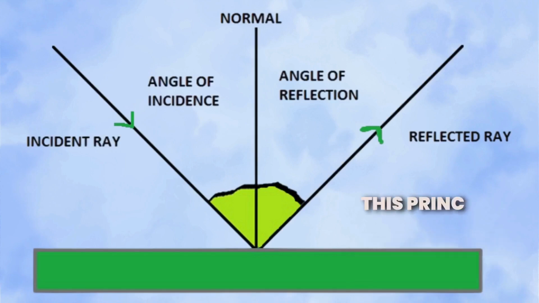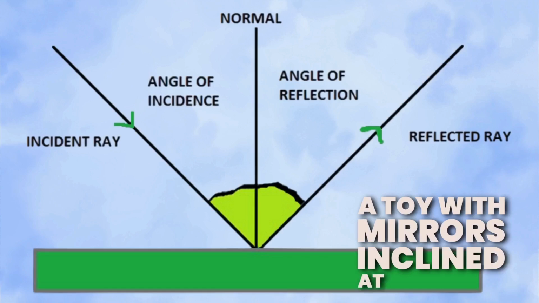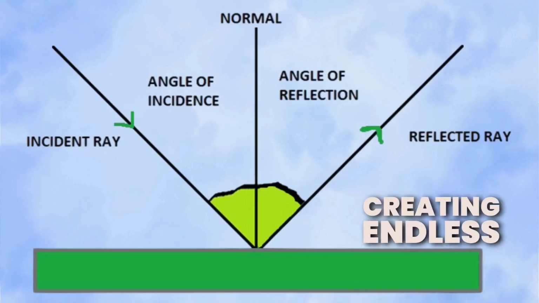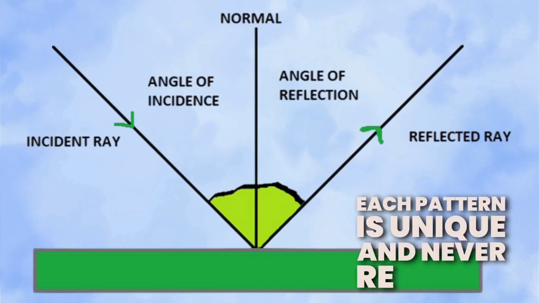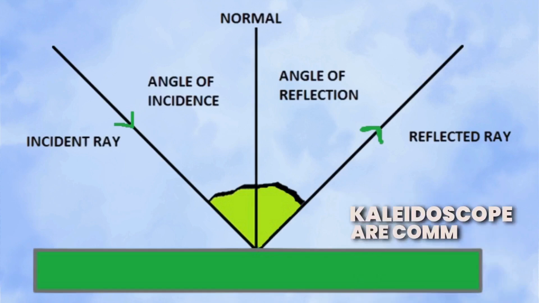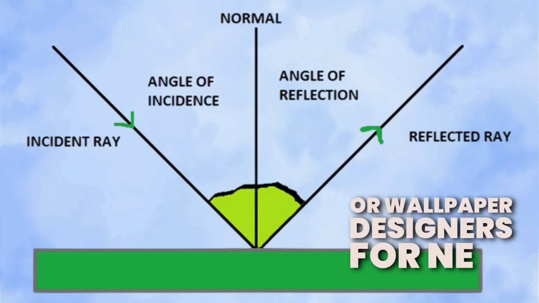Kaleidoscope. This principle is applied in the kaleidoscope, a toy with mirrors inclined at 60 degrees, creating endless beautiful patterns. Each pattern is unique and never repeats. Kaleidoscopes are commonly used by artists and fabric or wallpaper designers for new pattern ideas.